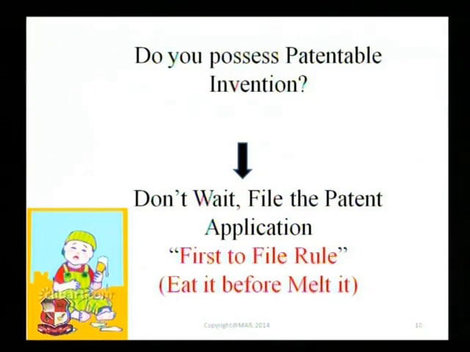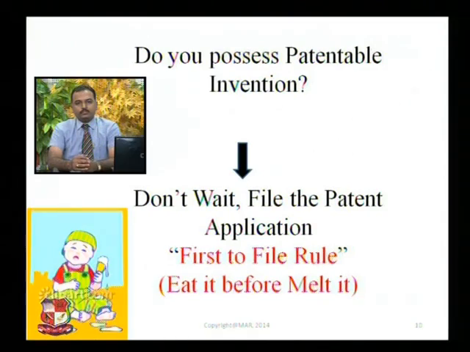So now the question comes, do you possess a patentable invention? So far we have seen the criteria of patentability: novelty, non-obviousness, industrial utility, and our invention should not fall under the non-patentable subject matter as per the Indian Patent Act. Your invention has to pass through these four filter mediums. If it is successfully passed, that means now you can proceed to file your patent. But for this exercise, we have to consider that all of your inventions should pass these four filters.